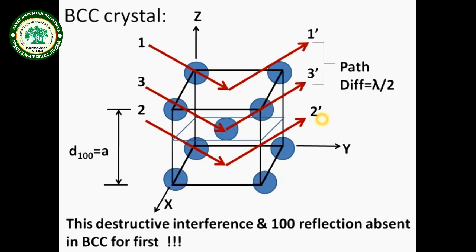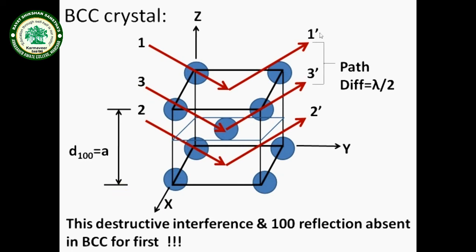Similarly, if we consider another example, that is the body center cubic crystal. In this particular example, the atoms are a little bit changed as compared to the simple cubic. That is, one extra atom is located at the center of the body. But due to that extra atom, there is a large change in the reflection. The value of d for 100 is a, which remains the same.